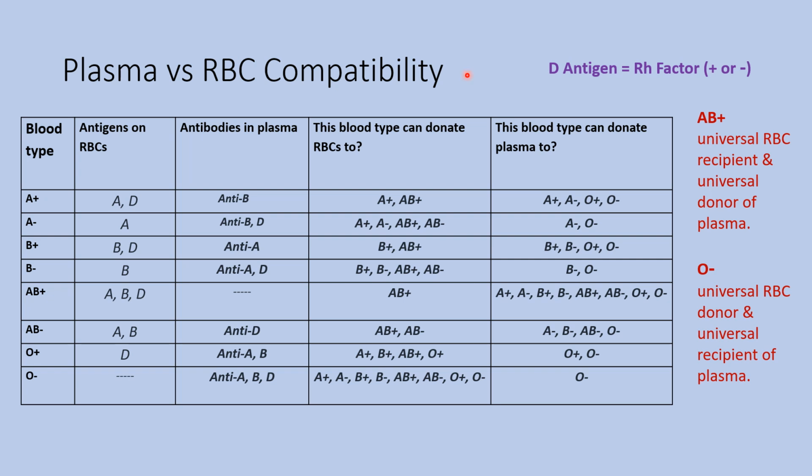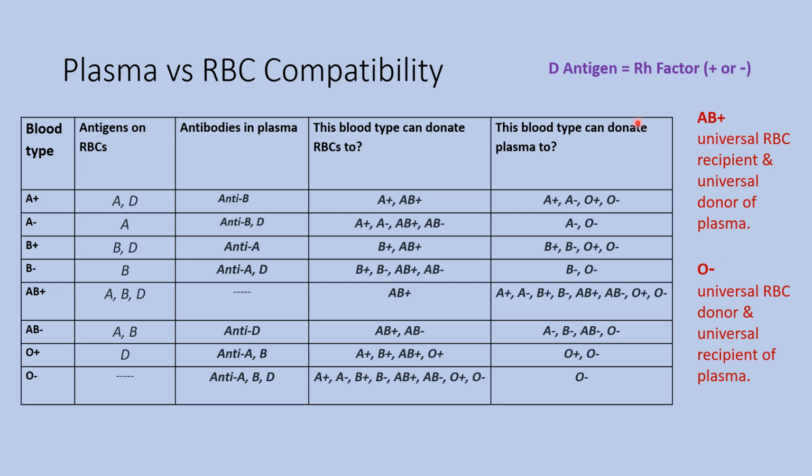This chart here extends that, and you don't get caught up too much. All right. Remember that D antigen is the Rh factor. It's the rhesus factor. So if you are O negative, you have neither A nor B nor D. Okay. AB positives are universal recipients. O negatives are universal donors.